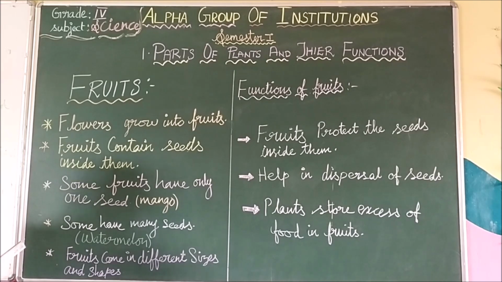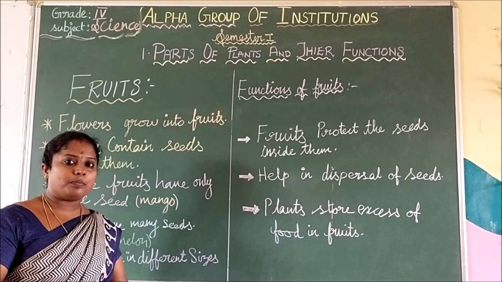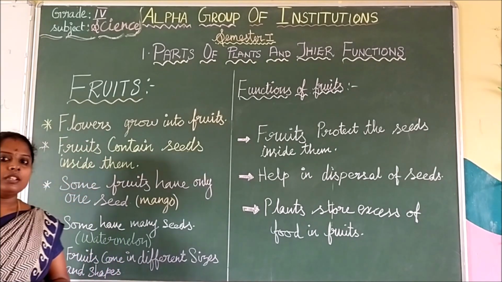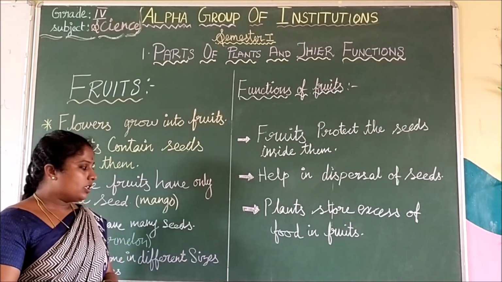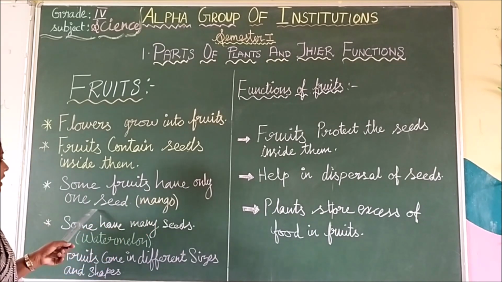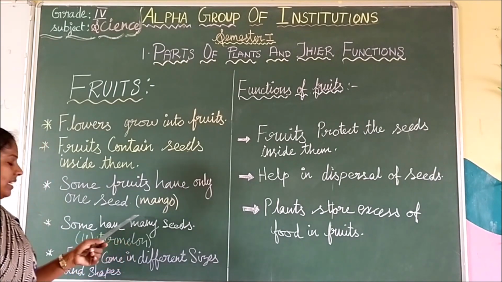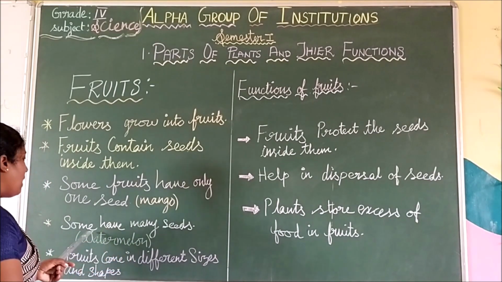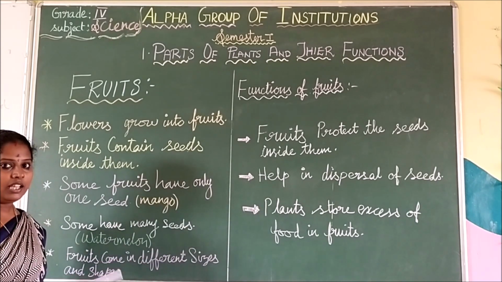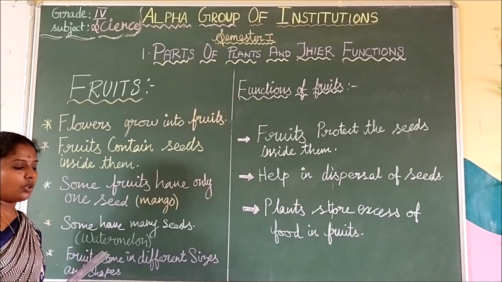Some fruits have one seed. What are examples of a one-seed fruit? Mango. Okay, so one example is mango. Some fruits have only one seed, example, mango. Some have many seeds. Some fruits have many seeds: watermelon, papaya, guava. Okay, so many fruits are there.